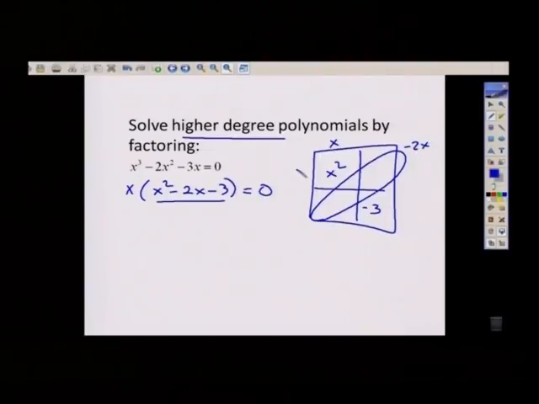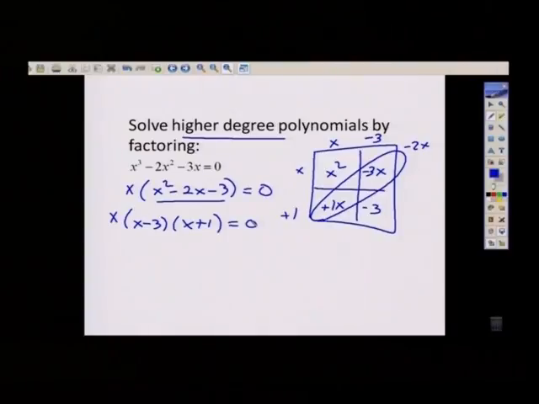So again, x and an x. The 3, we don't have a whole lot of choices. 3 times 1, so 3x, a 1x. And we want the 3 to be negative, the 1 to be positive, to make sure that this adds up to a negative 2x. So I'm going to come back over here. I still have the x out front. This is x minus 3 times x plus 1 equal to 0.